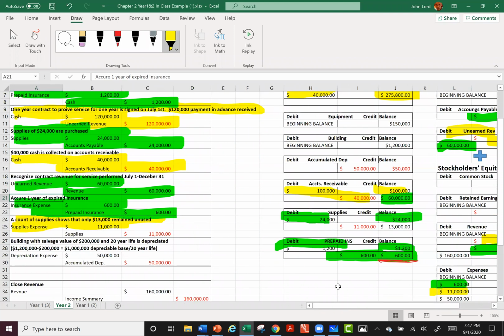And I credit the asset supplies. And when I credit the asset supplies, the supplies account now shows 13,000. How much was left in the supply closet? 13,000. How beautiful is this? I go ahead, I credit supplies, and now the supply account is showing what's left in the supply closet, what I counted.